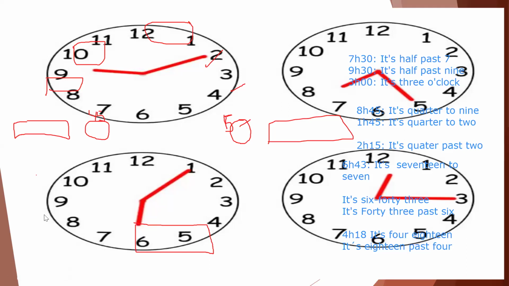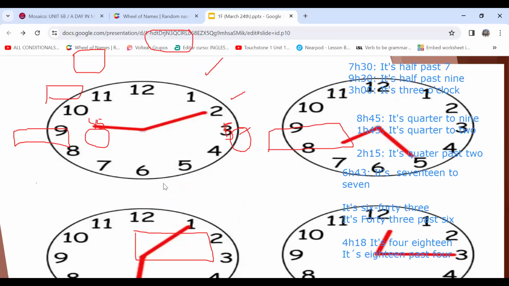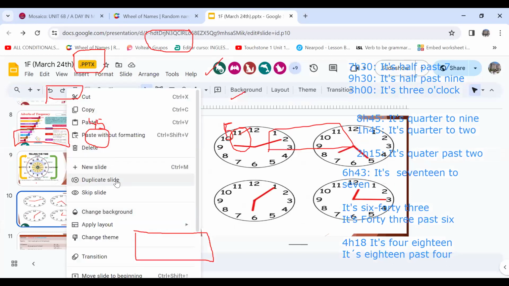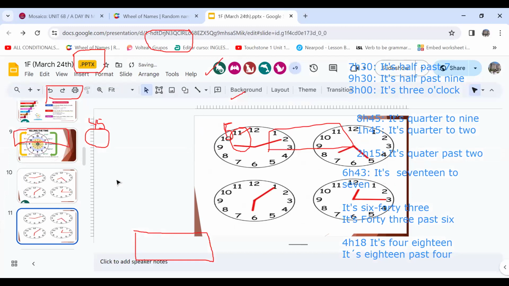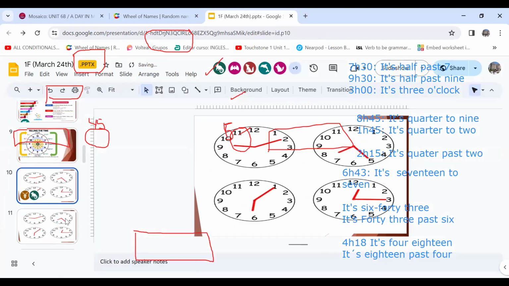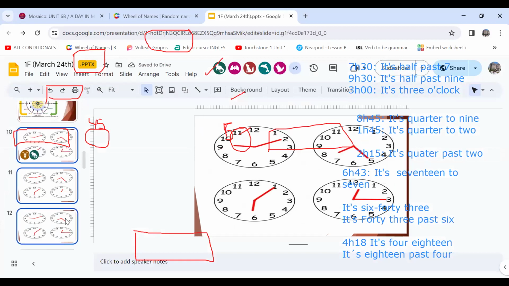Now, please, you are going to type this time, okay? Vamos a duplicar eso y van a escribir, no en esta, okay? Duplique su slide, okay? Y me escriben las horas que ven ahí.